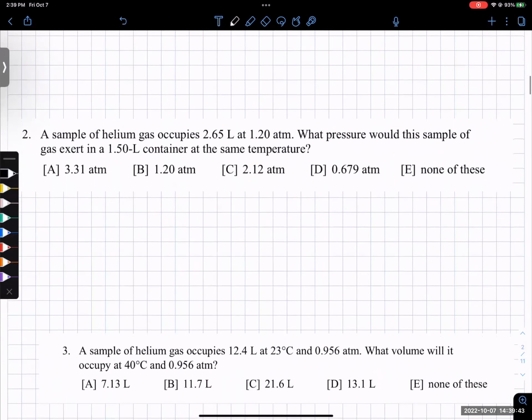All right, so a sample of helium gas occupies 2.65 liters at 1.20 atmospheres. Now we're changing the pressure. What pressure would this sample exert in a 1.5 liter container? What equation, and what's the name of the equation, that we want to use here?